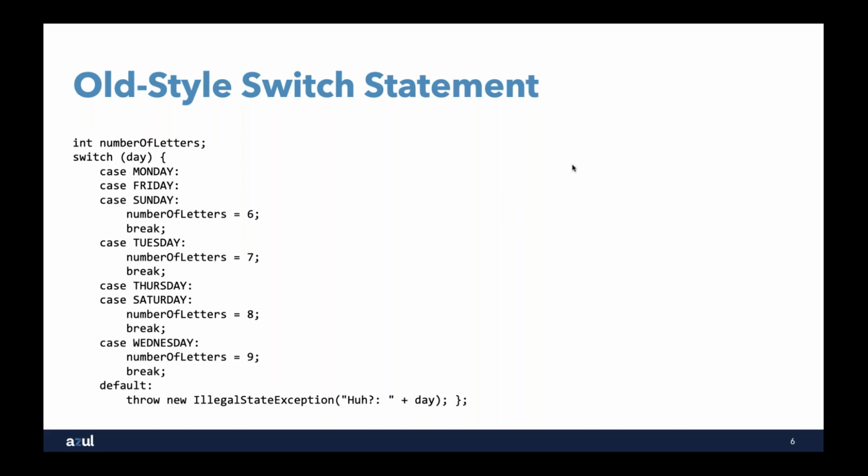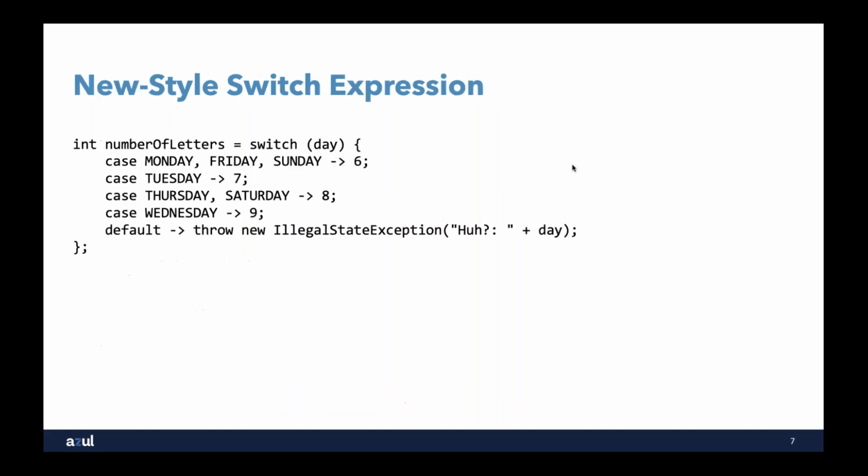In JDK 12, we introduced the idea of a switch expression. It's the same idea as a switch statement, but a statement is where you're executing a piece of code, but it doesn't create a result. An expression, you execute a piece of code, it generates a result which you can assign to a variable. Immediately, that solves one of our problems.